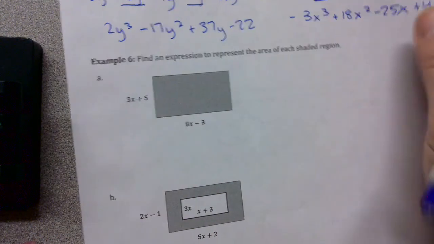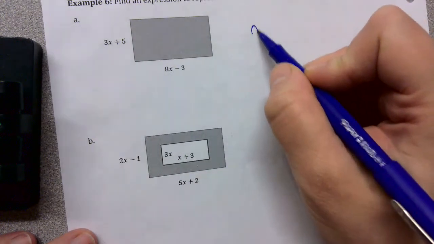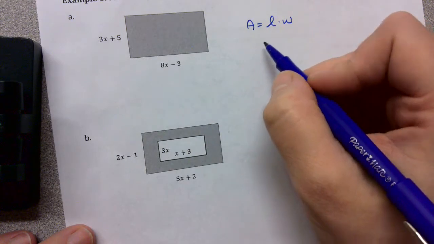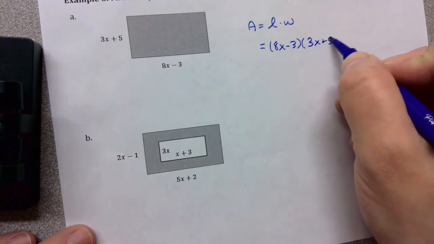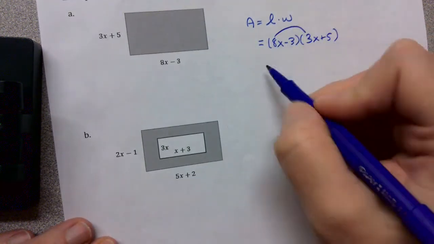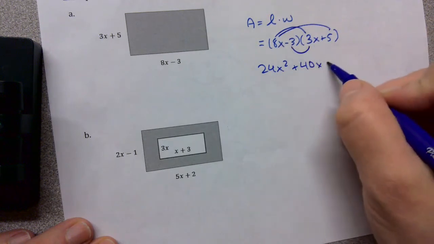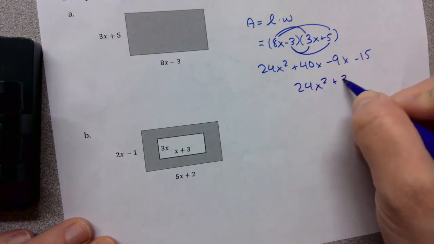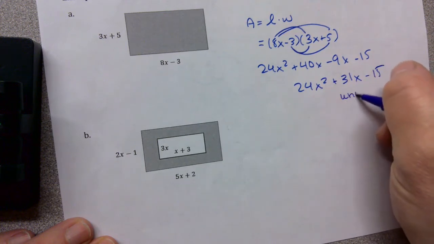This is something you'd see on a Keystone. They're probably not going to ask you just to straight up multiply. They're going to say, find the expression to represent the area. You're going to multiply, but it's a little more abstract. The length is 8x minus 3. The width is 3x plus 5. If you messed up the order, does it really matter? Nope. So you're going to get 24x squared, 40x, minus 9x, minus 15. Okay, that is the area. We don't know the units, so you could just put units squared if you want.